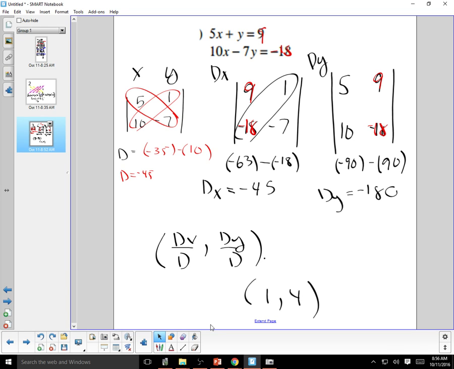I definitely don't have time to do a 3x3, but it would be the same idea. You would take the original one, find the determinant, take all the answers first for x, and then for y, and then for z. That gives you three different determinants, dx, dy, dz. Divide them all by d, and you're good to go.